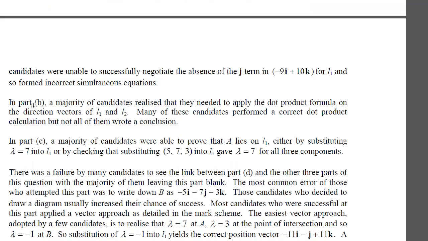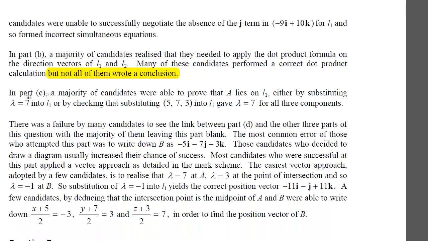In part B, a majority of candidates realized that they need to apply the dot product formula on the direction vectors of L1 and L2. Many of these candidates performed the correct dot product calculation, but not all of them wrote a conclusion. It's important to write the conclusion. That means, since the dot product is 0, the lines are perpendicular. Now in part C, a majority of the candidates were able to prove that A lies on L1 either by substituting lambda equals 7 into L1 or by checking the substitution. So it's a good idea to find the values of lambda for all three.